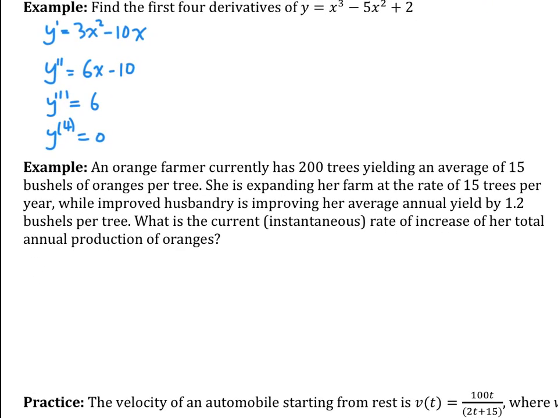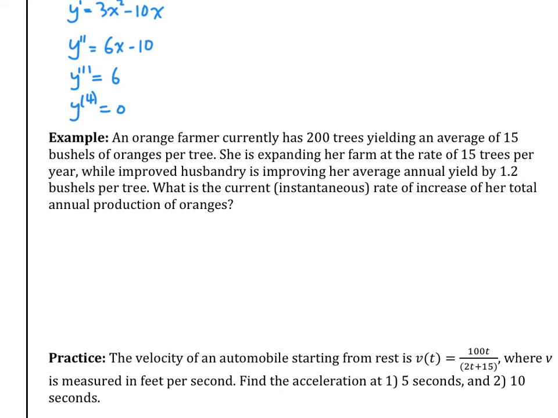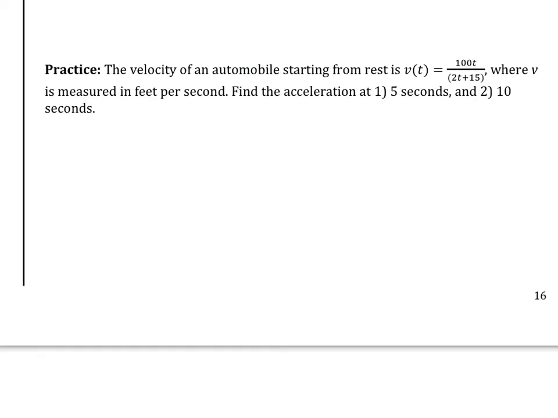All right, let's look at a slightly different kind of application. That was just to show you how to write derivatives in higher orders. So let's look at this question. The velocity of an automobile starting from rest is v of t equals 100t over 2t plus 15, where v is measured in feet per second. Find the acceleration at number 1, 5 seconds, and number 2, 10 seconds.